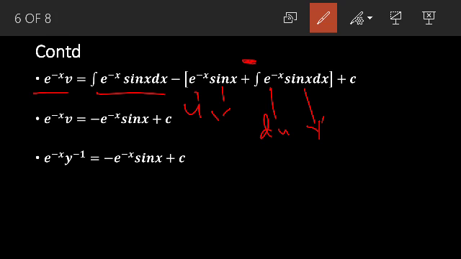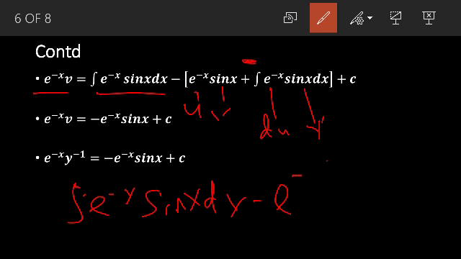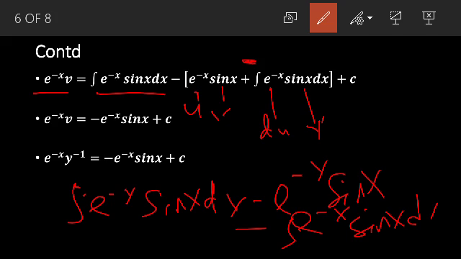Now when we open the bracket, you will notice that at the end of the day, the integral of minus sin x dx cancels this. If we open the bracket, on the right hand side we get integral of exponential minus x sin x dx, then minus exponential minus x sin x, then minus integral of exponential minus x sin x dx. Now by subtraction, you see that this cancels this, and we are left with just minus exponential minus x sin x.